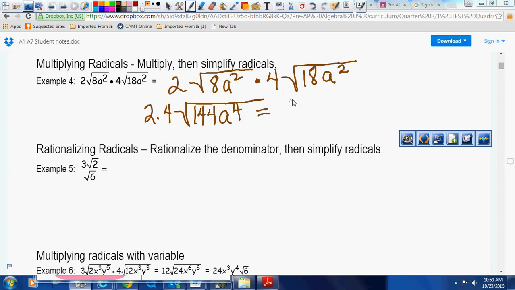So that's going to give me 8 on the outside. Well, I know the square root of 144 is 12, so I'm going to end up bringing my 12 out. And I know I have 2 groups of a's there. So when I multiply that out, I'm going to get 96 and then a squared. Any questions? Make sure you jot them down and ask me in class. So now let's go on to example 5.